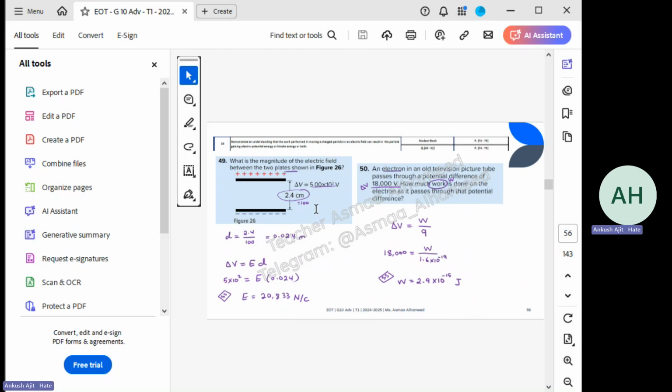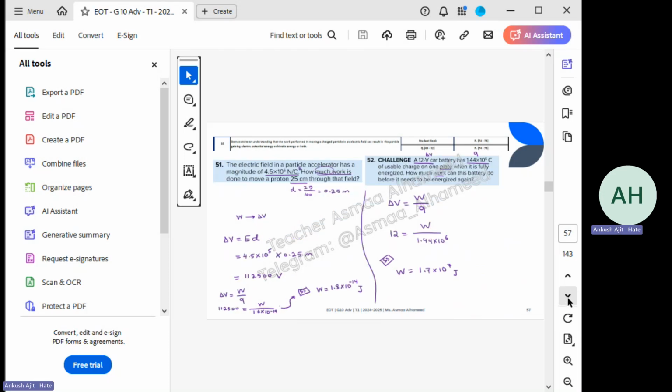2.4 centimeters, so that will become 0.02 meters. So V equals ED. Again, the same thing. For an electron passing, V equals W upon Q. All these formulas we have already given. I have made a set of formulas also. Just go through it and clear it accordingly. So 18,000 equals W upon 1.6 into 10 raised to minus 19. Just multiply and get the answer.